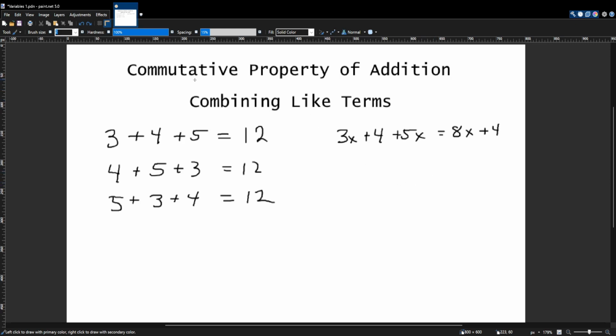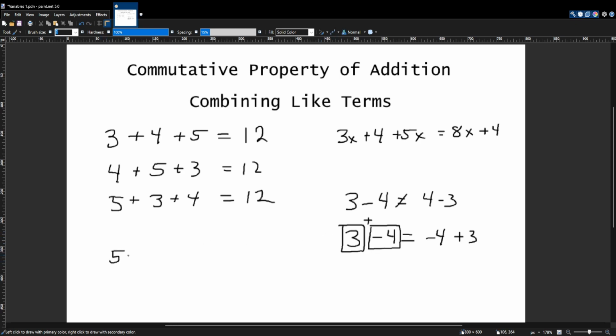Now, why am I only talking about the commutative property of addition? Why not talk about subtraction? Well, because when we're talking about subtraction, the order does matter for those values, right? 3 minus 4 is not equal to 4 minus 3. However, 3 minus 4 is equal to negative 4 plus 3. And this is where we're considering this to be addition, because this is a positive 3 and a negative 4 that we're adding together. And so the order of the terms doesn't matter in this case.